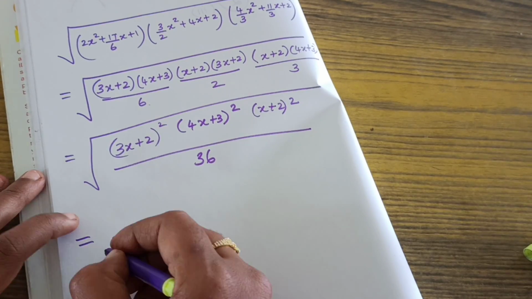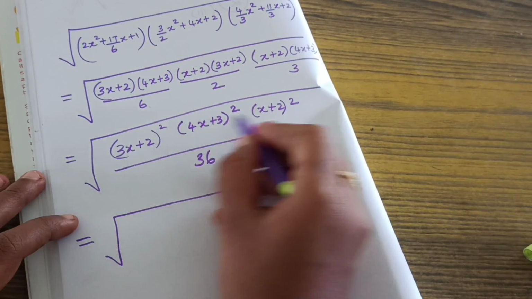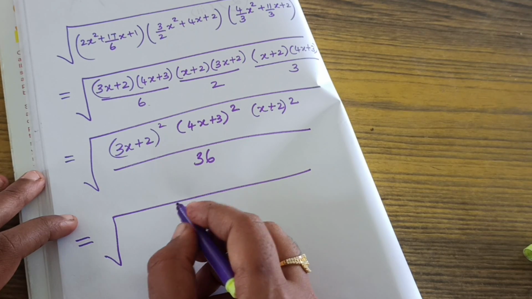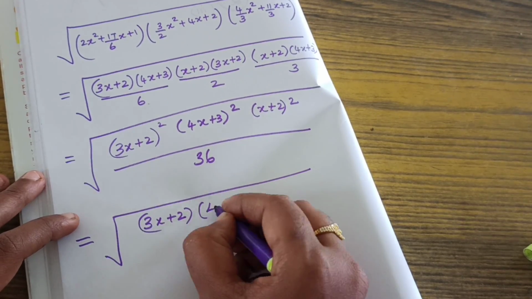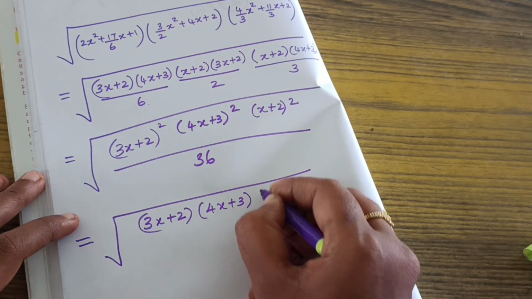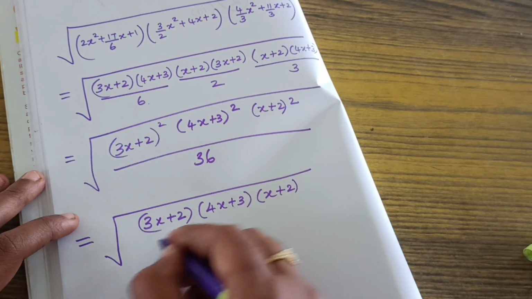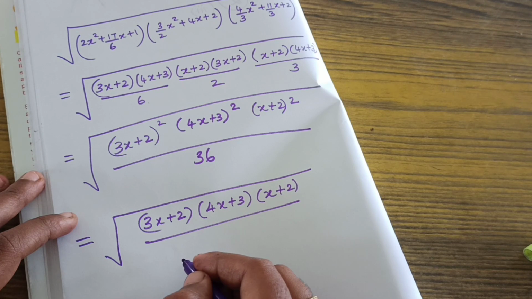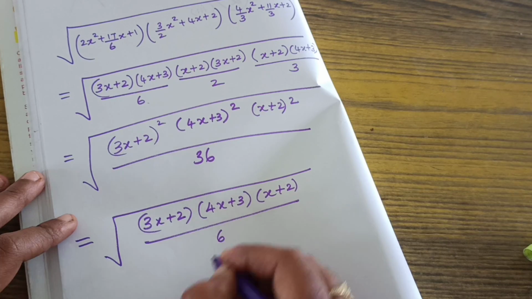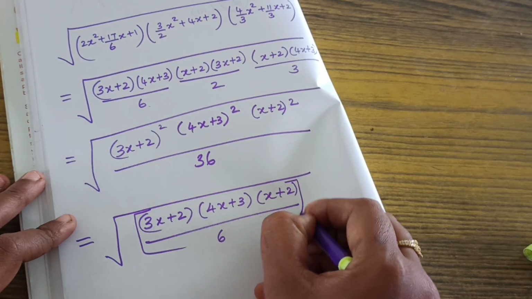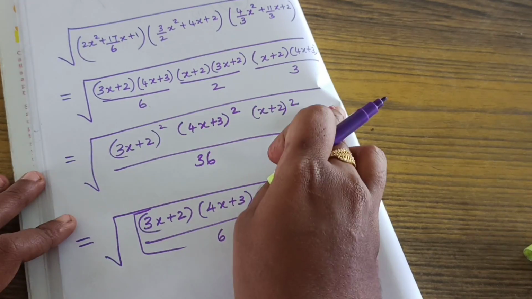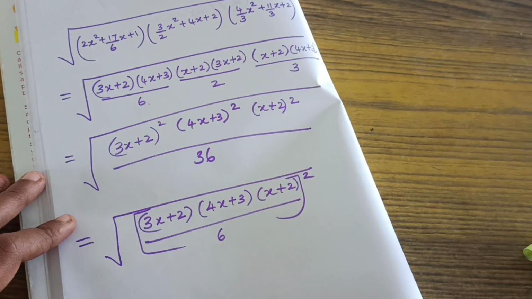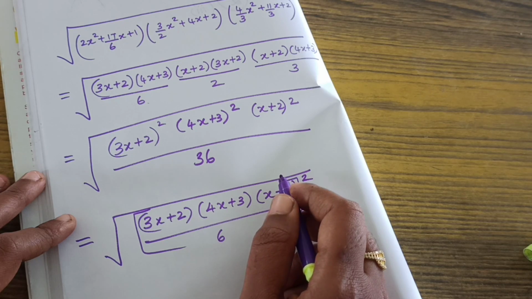Which is equal to square root of all the square terms. We are going to write as a single term. So 3x plus 2 into 4x plus 3 into x plus 2 by 36. 5 5s are 25. 6 6s are 36. So 6 square. 6 the whole square. Okay, 6 square and this term also having square. I took it as common. Now the square root and square gets cancelled.